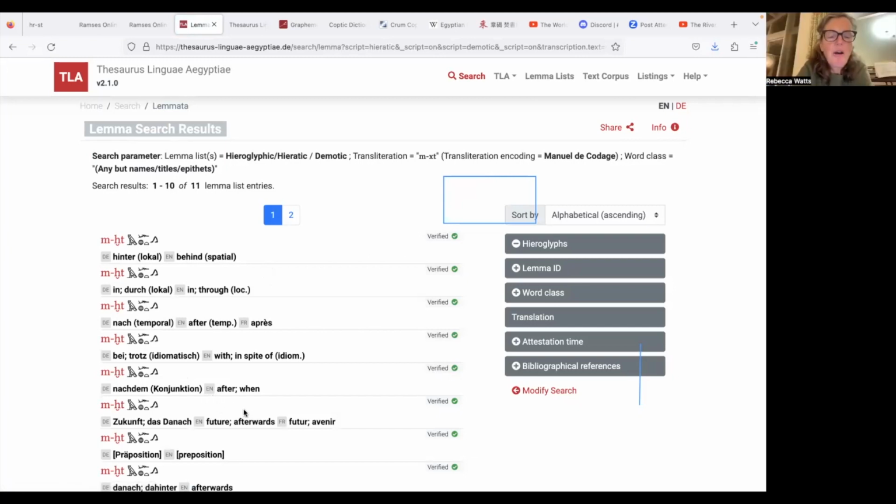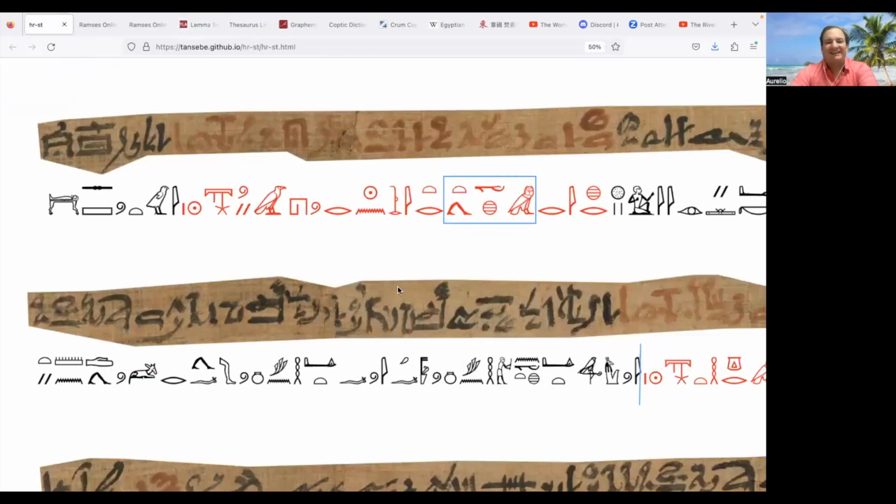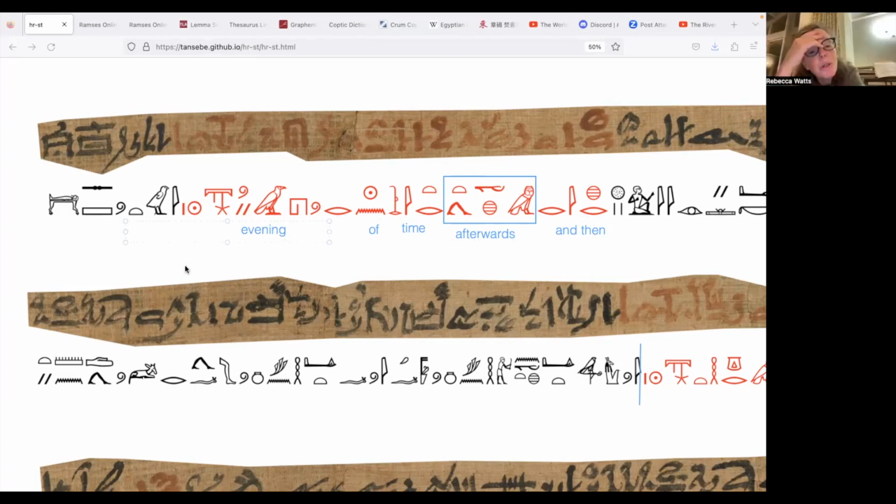So I've lost where we are in the sentence. What have we said so far? We had "and then" for the first part, and then "afterwards." Then what was the third? Time. Time in. That's right. And then the word for night, day, evening. Night, evening. That's right. And then you too. I go.